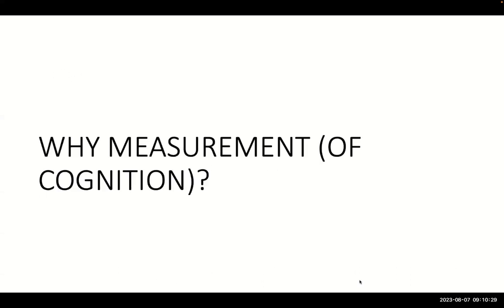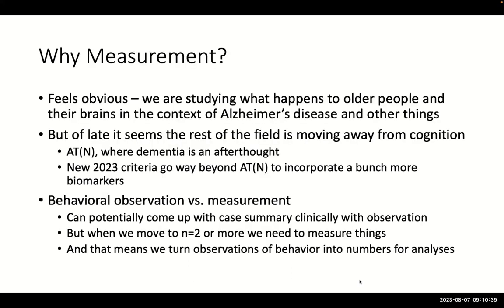All right. So that's my introductory comments. And I was supposed to then have some thoughts on why measurement of cognition. So my first thought in encountering this topic is it feels really obvious. We're studying older people and what happens to them and their brains in the context of Alzheimer's disease and other things, or at least that's what I'm doing.